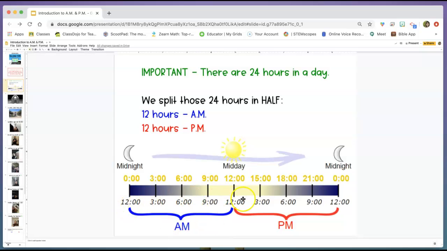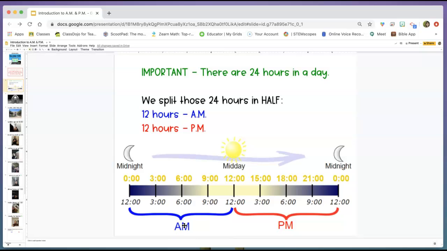So now I'm going to read these times right here. As I read these times, I would like for you to think, what changes when I read 12 o'clock here and when I read 12 o'clock here? All right, 12 o'clock AM, 3 a.m., 6 a.m., 9 a.m. 12 o'clock PM, 3 p.m., 6 p.m., 9 p.m. 12 o'clock AM. All right, let me stop right there.